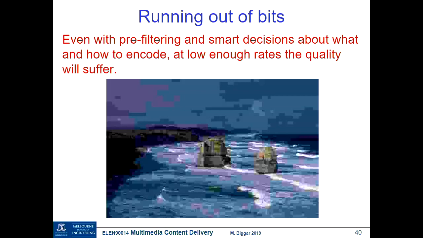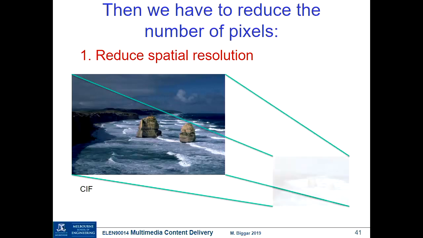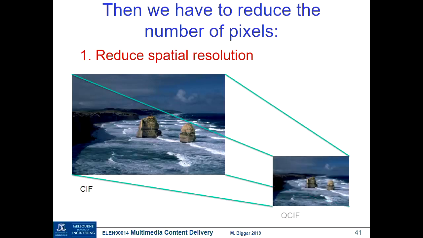And so at this point, we have to do something more drastic, and that's to either reduce the spatial resolution, to reduce the number of pixels we're trying to represent, or reduce the frame rate, and that's what we do at very low rates. So some low-rate YouTube clips, for instance, will do this. So in the case of reducing the spatial resolution, of course, we would take the picture and subsample it, perhaps by a factor of 2 in each direction. So we've got a quarter of the pixels.